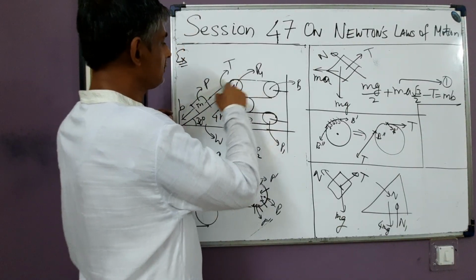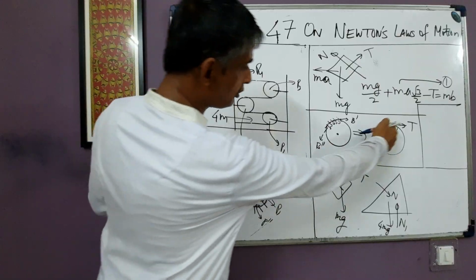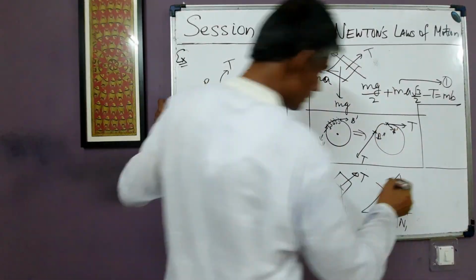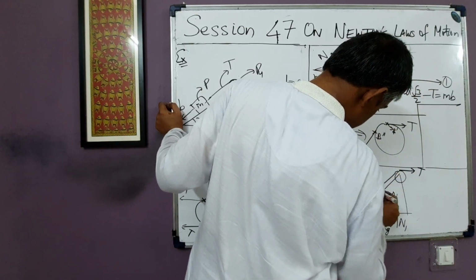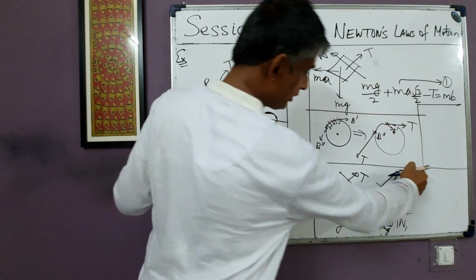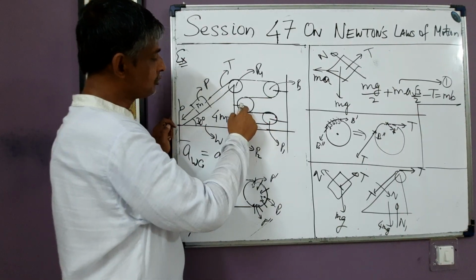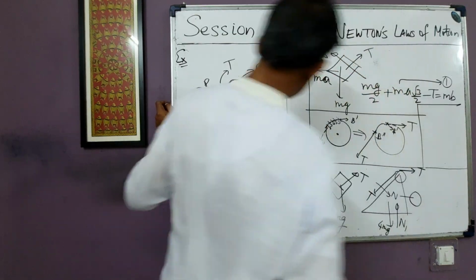Now this string exerts a force on P4 at 2 points, B dash and B double dash, as shown here. So this P4 I am taking to be part of the wedge itself. So here I will say T like this, and here T like this. This T I have shown here. Now this pulley P2 is also a part of this wedge, so I draw P2 here also.